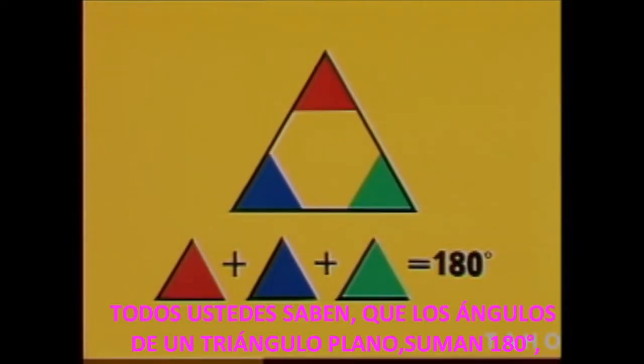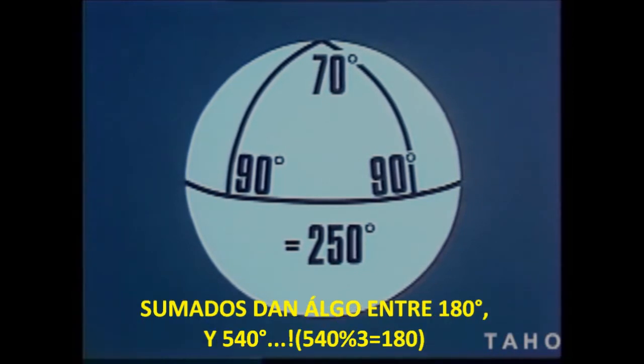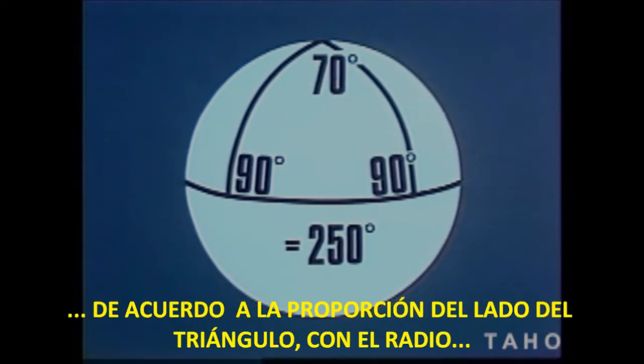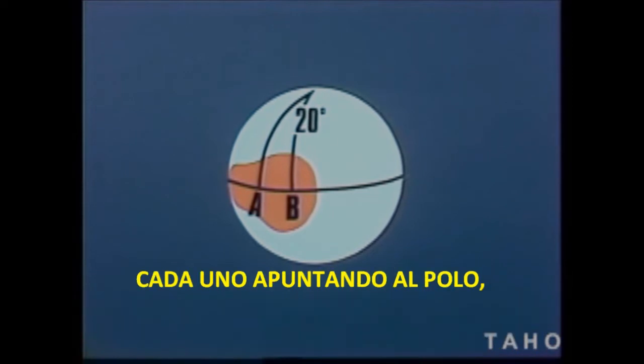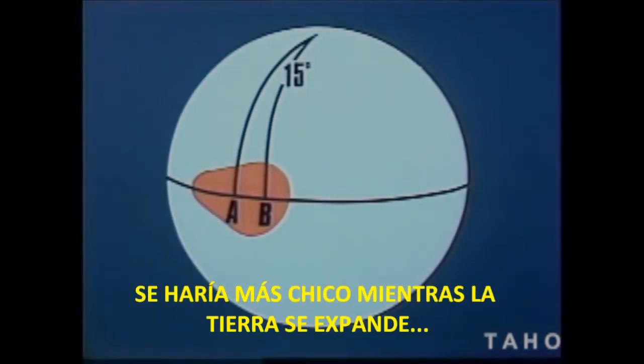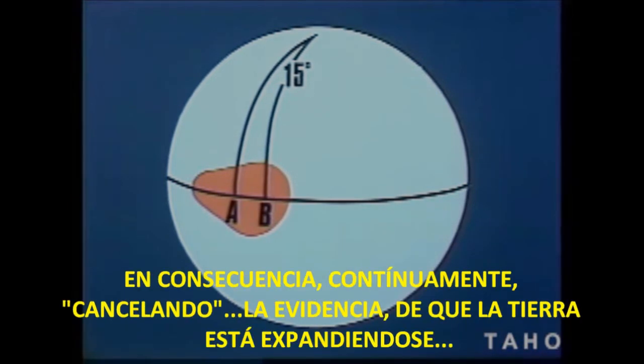You all know that the angles of a plane triangle add up to 180 degrees, but the three angles of a triangle on the surface of a sphere add up to something between 180 degrees and 540 degrees, according to the ratio of the size of the triangle to the radius. Hence, the angle between two meridians of longitude painted on the surface of a continent, each pointing to the pole, would get smaller as the Earth expands, and still point to the more distant pole, thus continuously cancelling the evidence that the Earth is expanding.